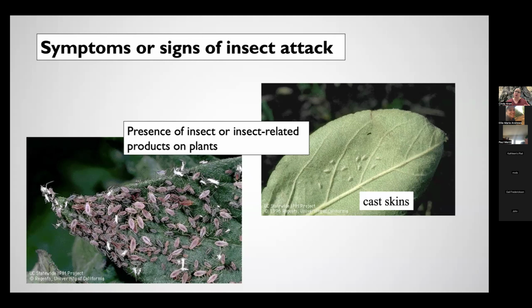Sometimes you'll apply a control measure and you come back and they're dead, they're not there, but you can see the cast skins. You weren't sure exactly what was causing the problem, but you're able to look at the cast skins and maybe sort out what it could be.